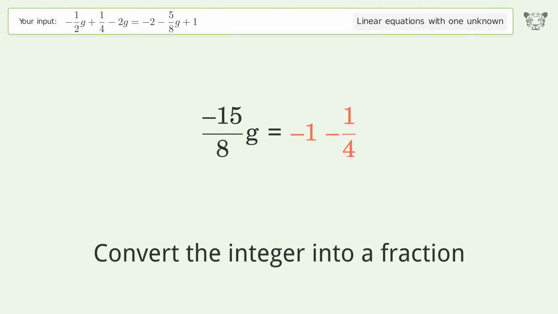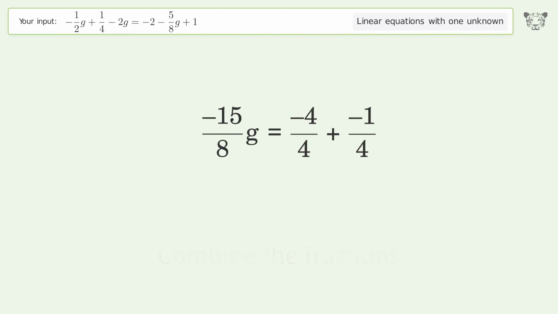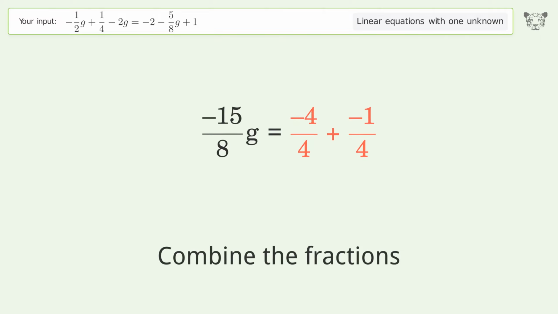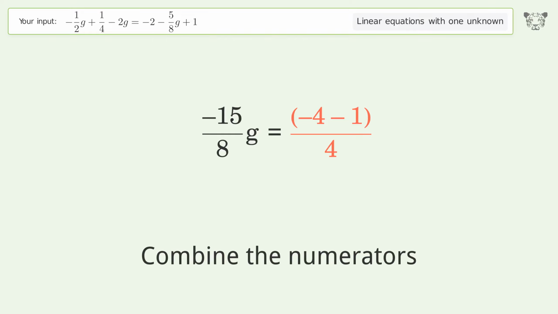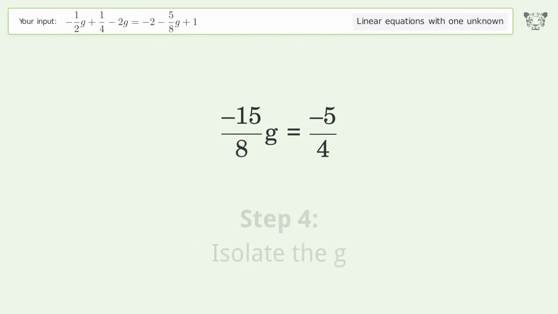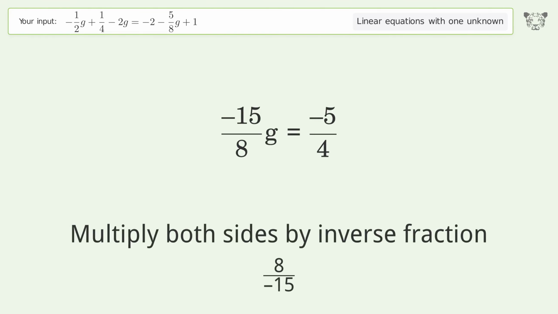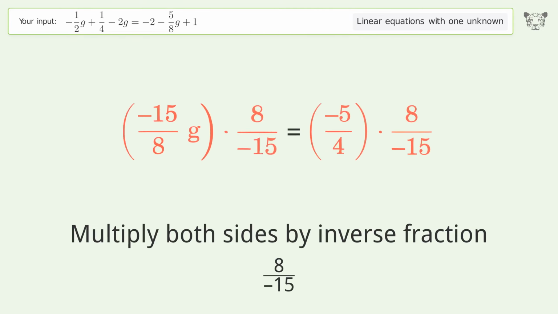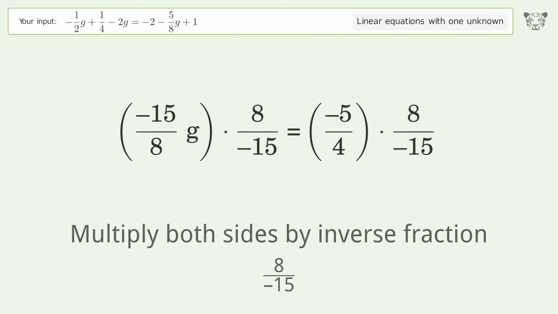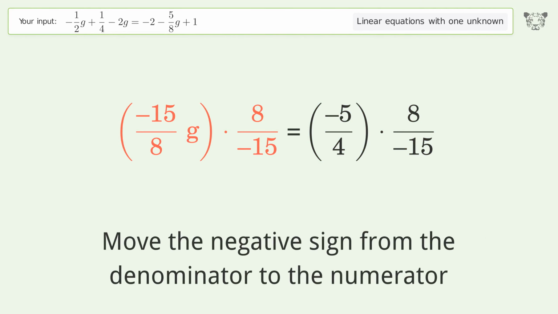Convert the integer into a fraction. Combine the fractions. Combine the numerators. Isolate the g. Multiply both sides by inverse fraction 8 over negative 15. Move the negative sign from the denominator to the numerator.